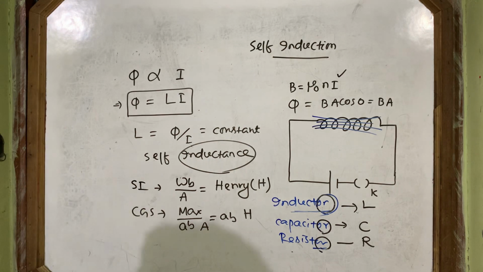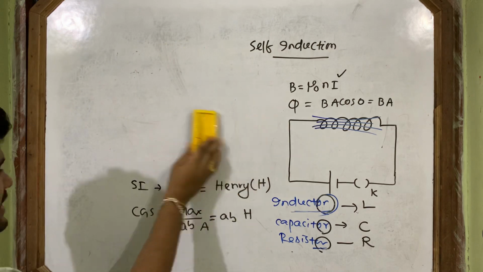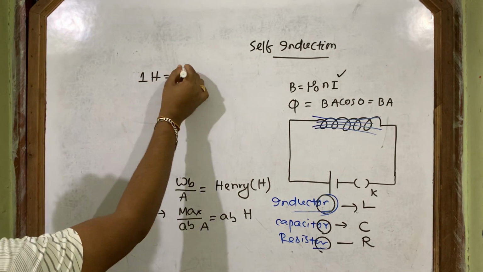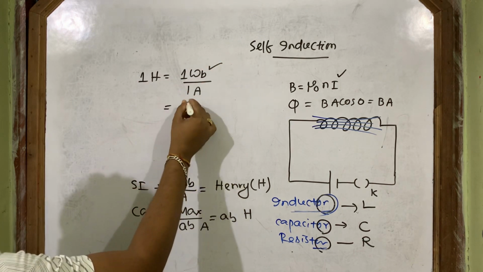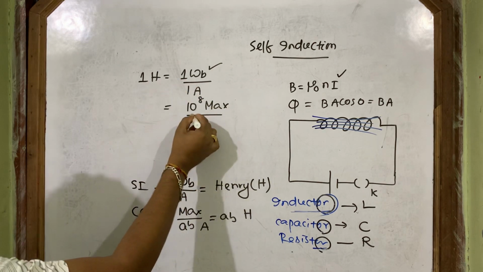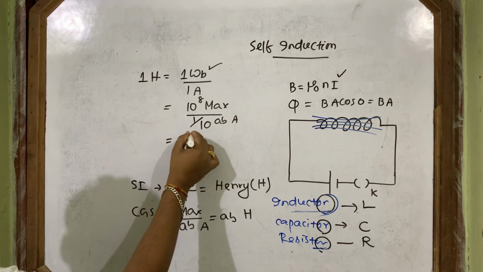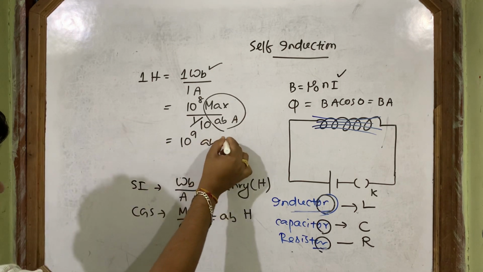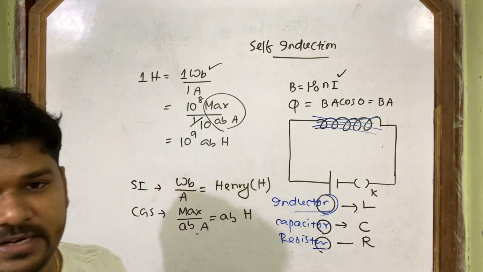But 1 Henry is equal to how many abhenry? It's very simple. 1 Henry is equal to 1 Weber by 1 ampere. 1 Weber is 10 to the power 8 Maxwell, and 1 ampere is 1 by 10 abampere. So this comes to 10 to the power 9 Maxwell per abampere, which is abhenry. So 1 Henry is equal to 10 to the power 9 abhenry.